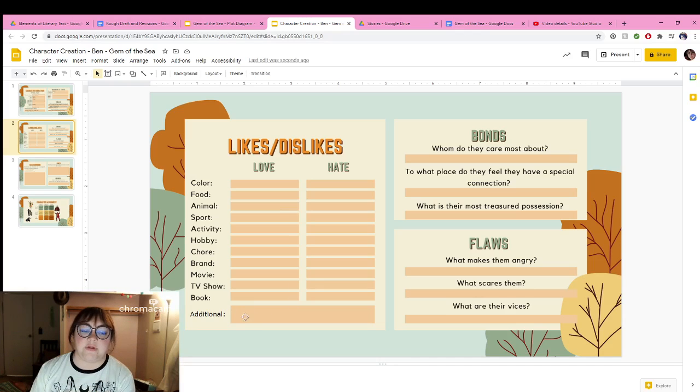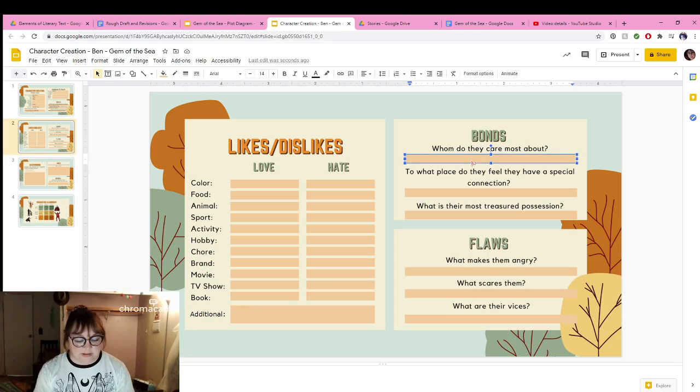You don't necessarily have to fill out additional. It's just if you didn't feel like any of these really covered your character and you feel like it's really important, you know, like Squidward, it's really important we know what instrument is his favorite, the clarinet, then you would put that in there. So if your character has something that I did not cover here, put it in additional. Once again, over to the right, these are the really important ones. So whom do they care about most? Ben is Davy, his little brother. I'm going to add that little note, their little brother.